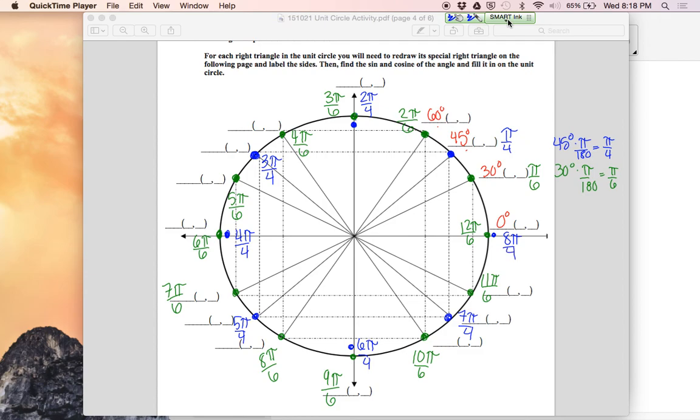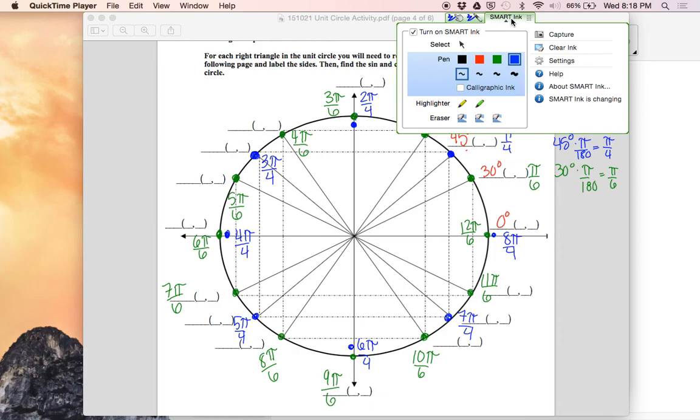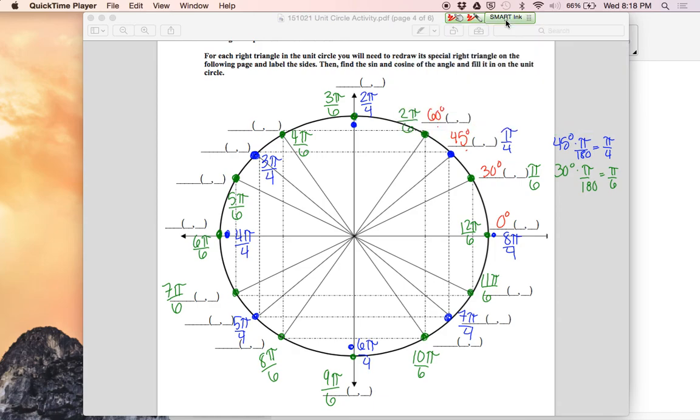Now the last thing you need to do is just simplify everything. So I'm going to go through in red and simplify. So pi over 6 is already simplified, pi over 4 already simplified, 2 pi over 6 simplifies to be pi over 3. 3 pi over 6 and 2 pi over 4 simplify to be pi over 2. 4 pi over 6 simplifies to be 2 pi over 3. 3 pi over 4 is simplified. 5 pi over 6 is simplified. 6 pi over 6 and 4 pi over 4 become pi.